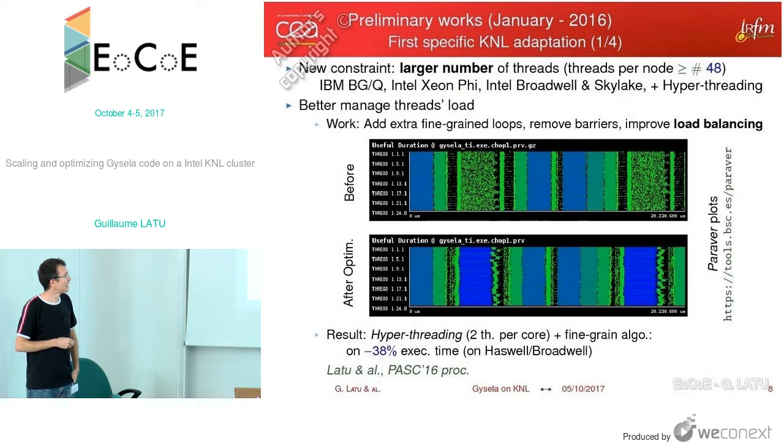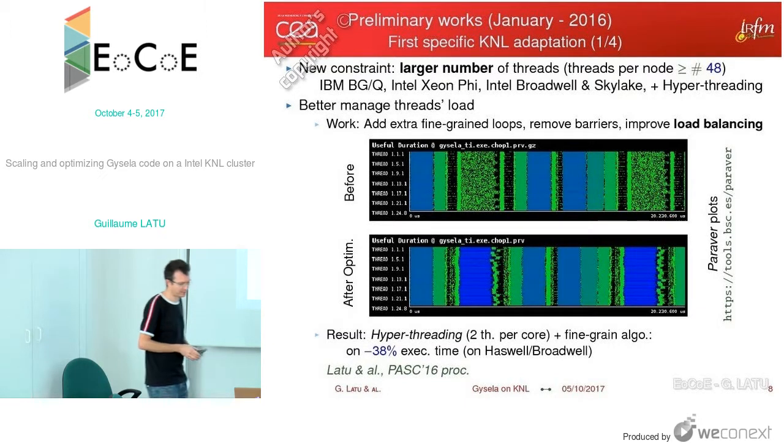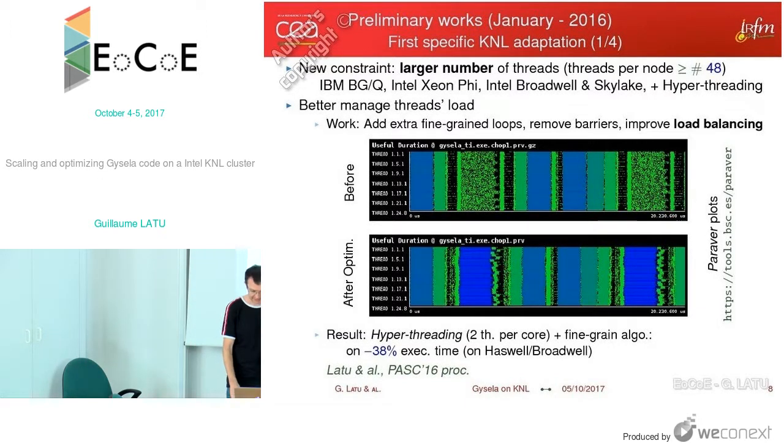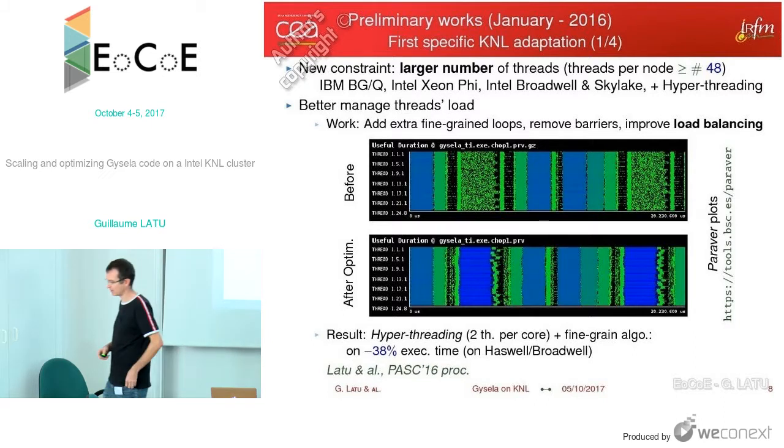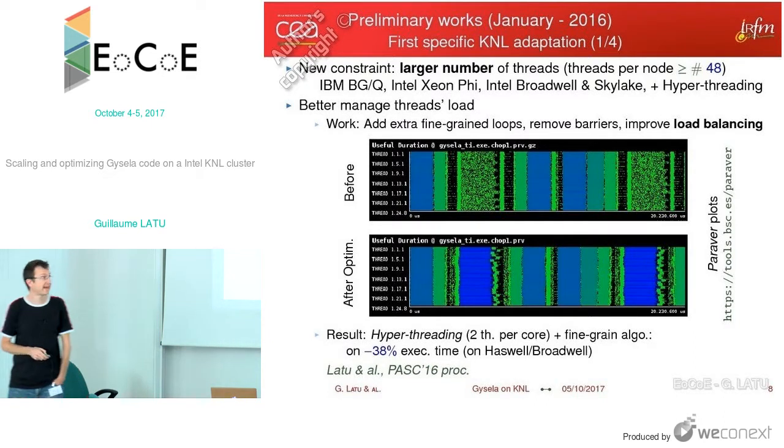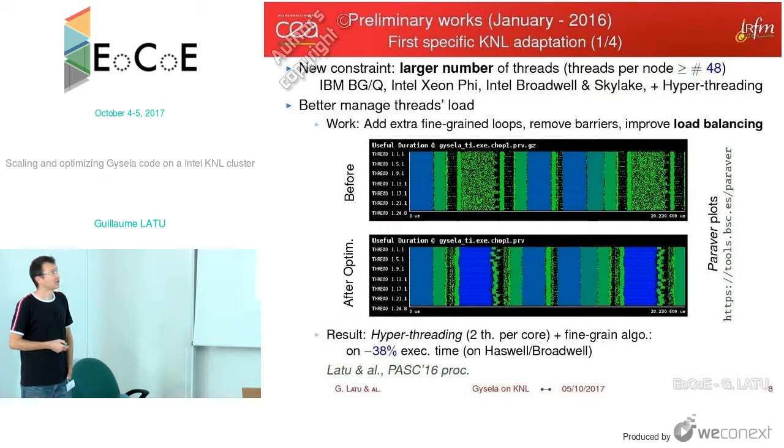Adding also hyper-threading, and with load balancing, we achieve almost 40% of improvement on execution time. So that was kind of the first step before going to KNL. Because on KNL, we will have more than 100 threads going on with hyper-threading. So it's almost important to have a good load balancing.